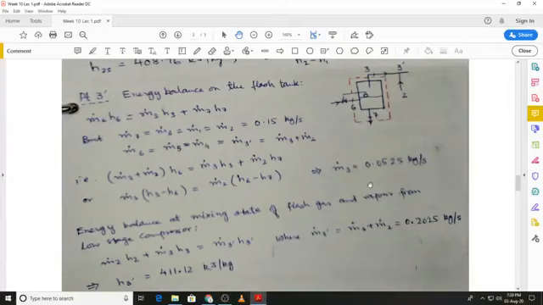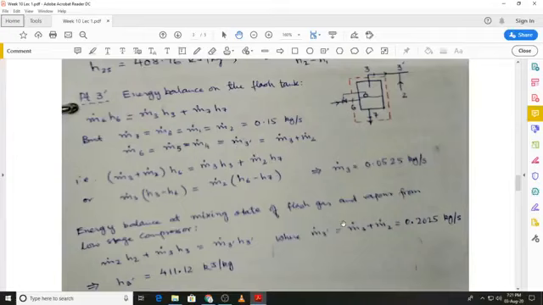Once we have got the mass flow rate, this is the mass flow rate that is leaving the flash tank. So that is not the total mass flow rate, that is just the mass flow rate leaving the flash tank. The total mass flow rate will be the sum of m dot 3 and m dot 2 as we have identified earlier.